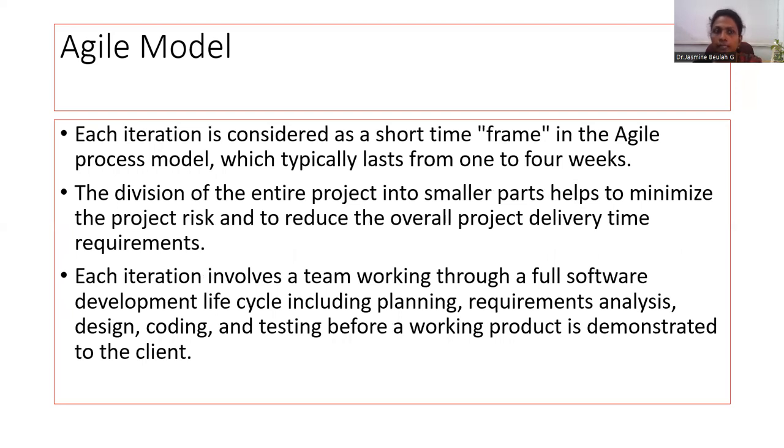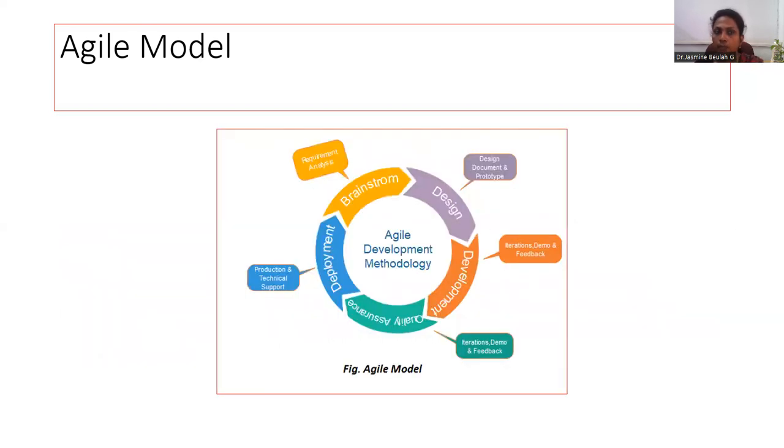In the agile model, each iteration is considered a short time frame, which typically lasts from 1 to 4 weeks. The division of the entire project into smaller parts helps to minimize the project risk and to reduce the overall project delivery time requirements. Each iteration involves a team working through a full software development lifecycle, including planning, requirements analysis, designing, coding, and testing, before a working product is demonstrated to the client.